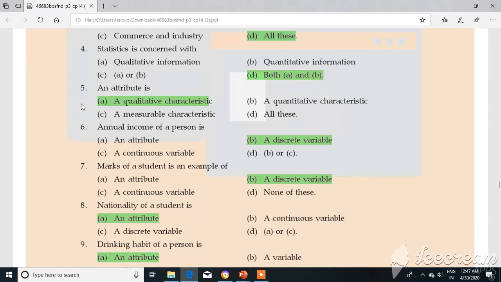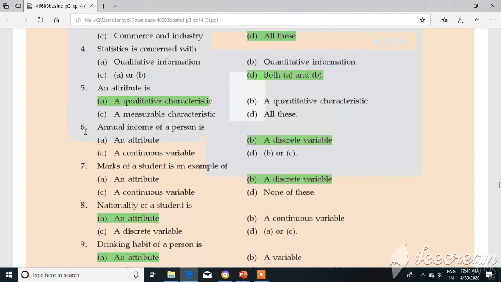Now the fifth question is, an attribute is. What do we know about an attribute? Let us consider whether a student is male or female, girl or boy. This attribute is sex, and whether it is male or female, those are two types. So an attribute is a qualitative characteristic. It is not a quantitative, measurable characteristic. So the correct answer is qualitative characteristic.